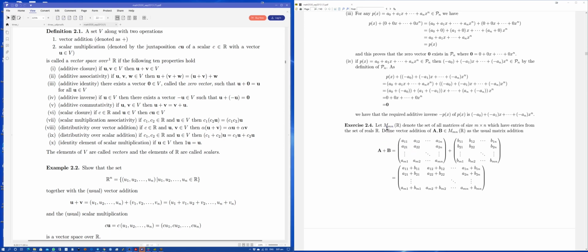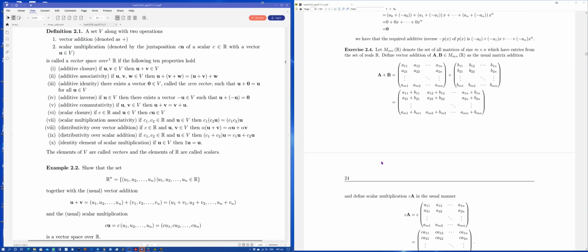Okay, so I'm considering the set of all matrices of size m by n with real entries, and the vector addition that I'm going to define for this set of matrices is your normal addition of matrices. When you add two matrices of the same size, you add corresponding elements. So for example, on the 1, 1 element, you add A11 to B11, right? And then you add A12 to B12 and so on, right?